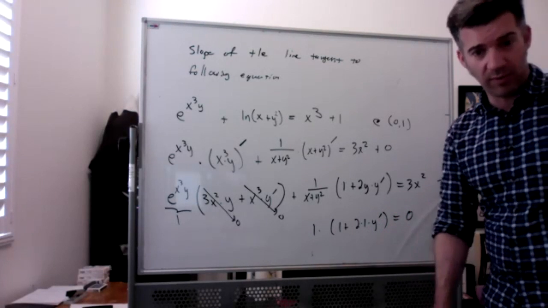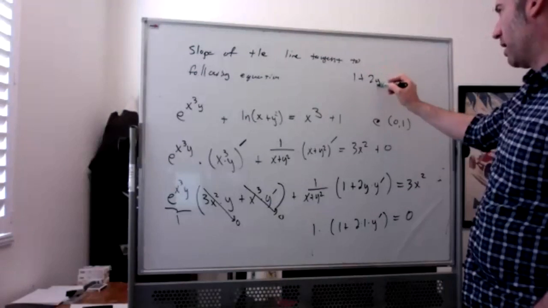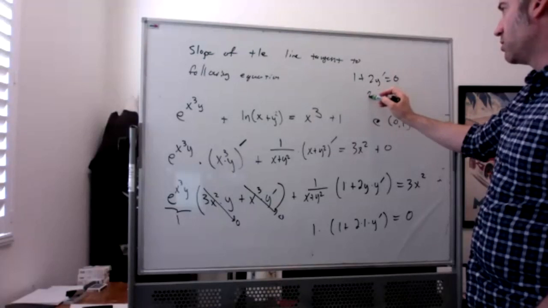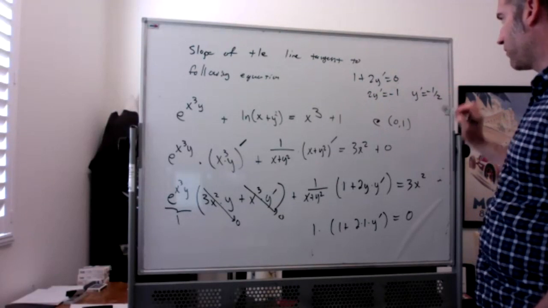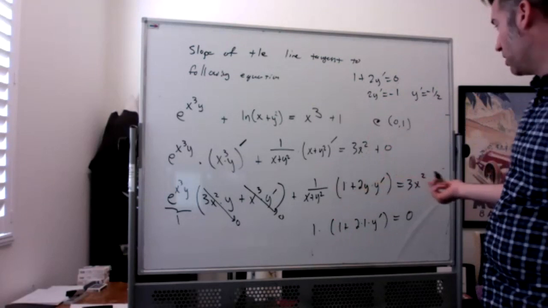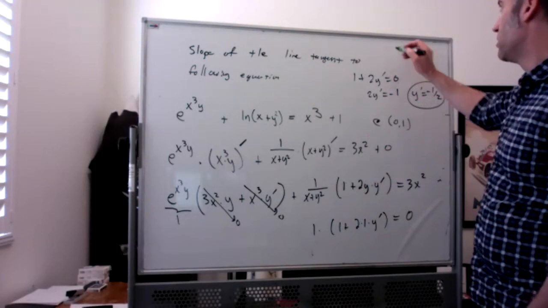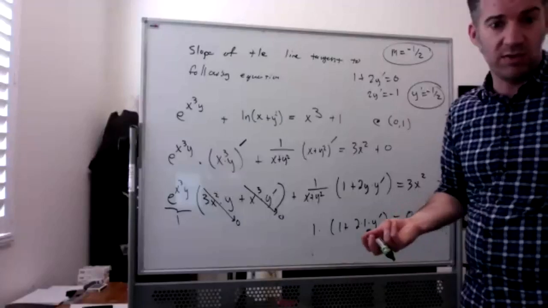Okay, so let's solve for y prime. 1 plus 2y prime equals 0. 2y prime equals negative 1. y prime equals negative 1/2. So the slope of the tangent line at this point, (0, 1), is negative 1/2. And that's how you do a problem like that.